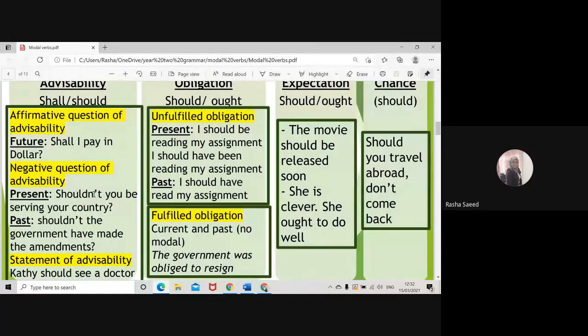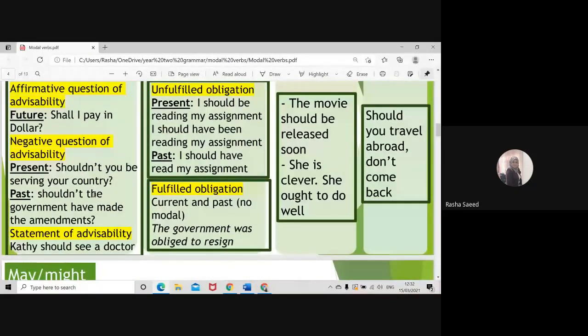And you have the negative question of advisability, and in this case, you use should. Shouldn't you, for example, serve your country? And we also have the past, which is the negative question of advisability. And we've got the statement of advisability, also using should.